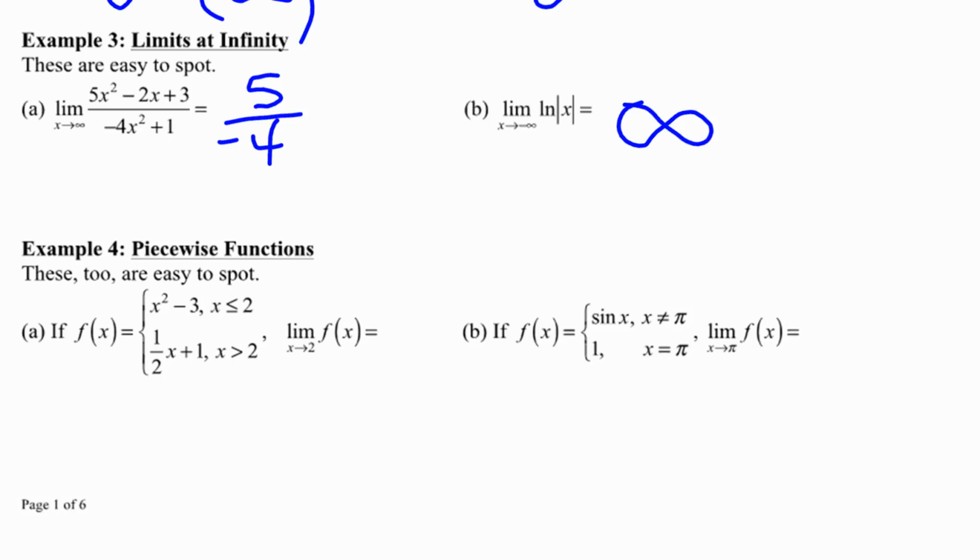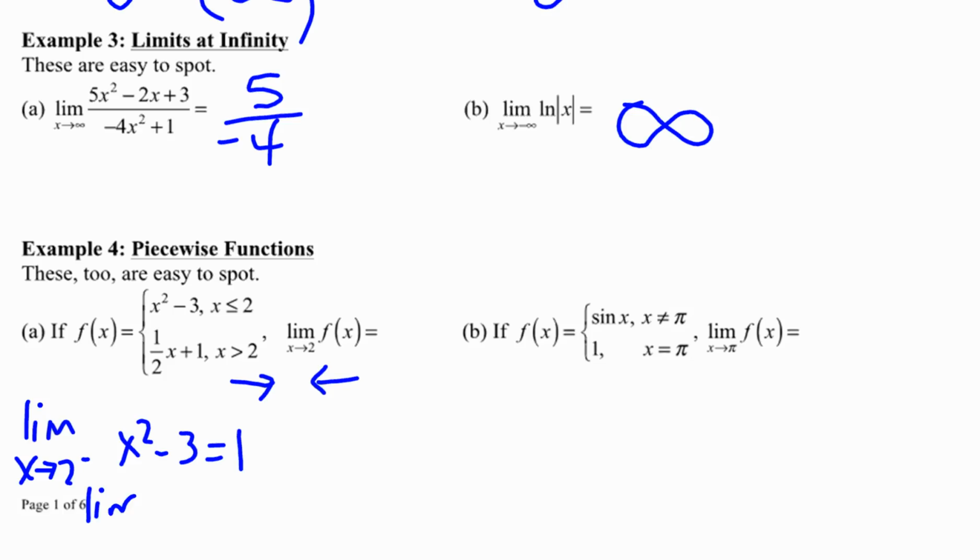Then we have the next one, a piecewise function. That's easy to figure out because it's in pieces. We have the limit of f of x as x approaches 2. Now remember, that implies 2 from the left and 2 from the right. So when you do this, you have to consider both cases, and hopefully they're the same thing. So limit as x approaches 2 from the left, that would be going into this part. So we get 4 minus 3 is 1.